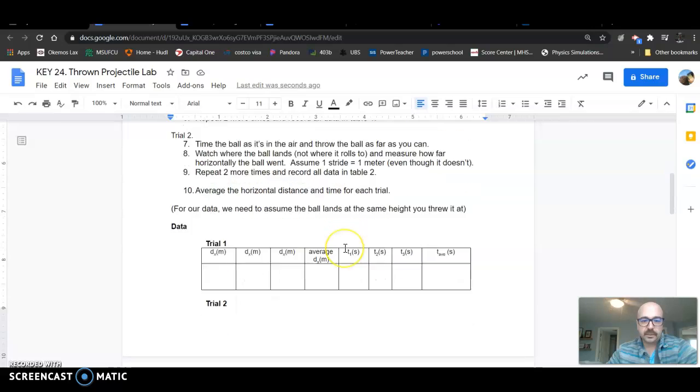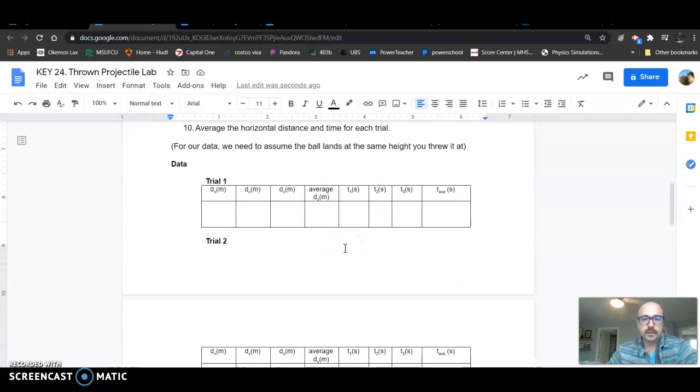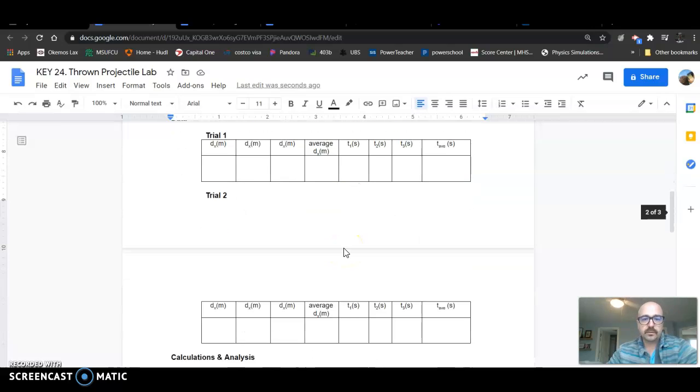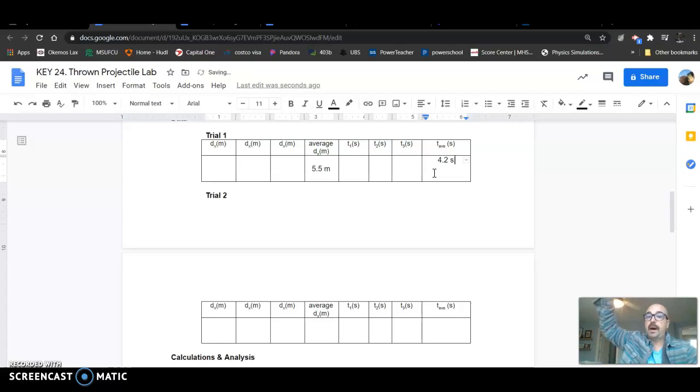Let's say you went out and you threw these. So you've got certain data here. That kind of doesn't make too much of a difference. But trial 1, I would expect, let's say this was an average of 5.5 meters, and the time in the air was probably, let's say, like 4.2 seconds. You were throwing it up high. So it didn't go very far, but it went up high.